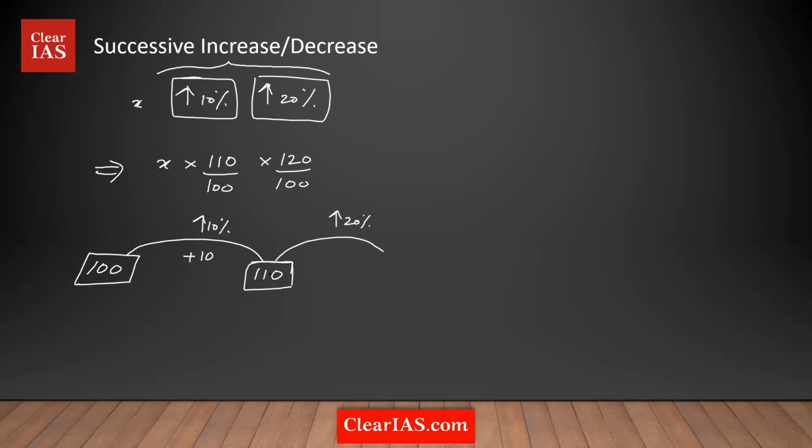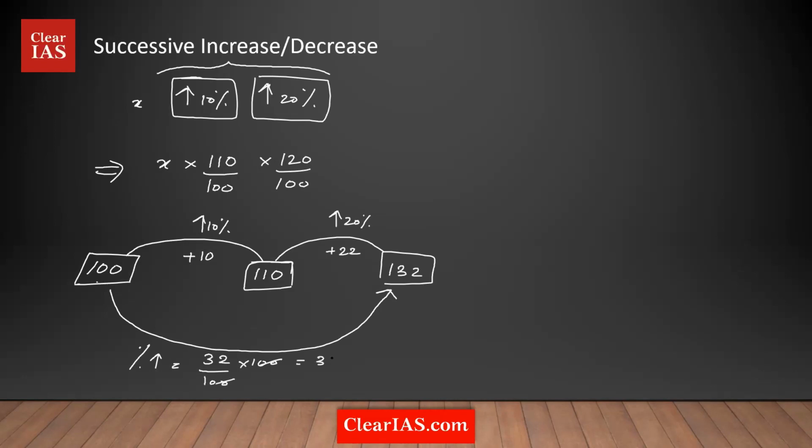That means what is 20% of 110? 10% is 11. So 20% would be 22. So you're adding 22 to it, that is equal to 132. So the initial value is 100 and the final value after 2 changes is 132. So can you tell me what is the overall percentage increase here? From 100, it got increased to 132. So percentage increase is equal to the value change, 32, divided by the initial value 100, into 100. That is nothing but 32% increase.